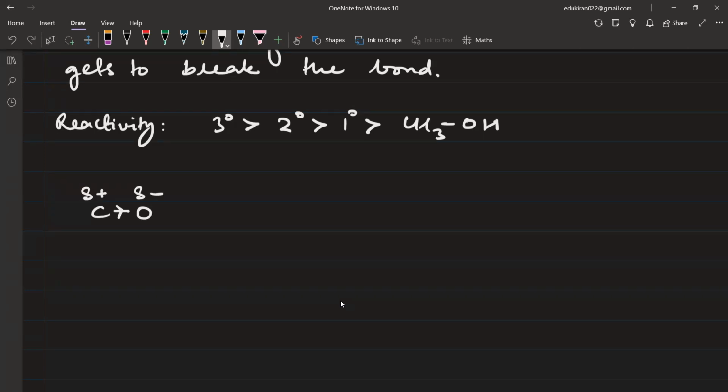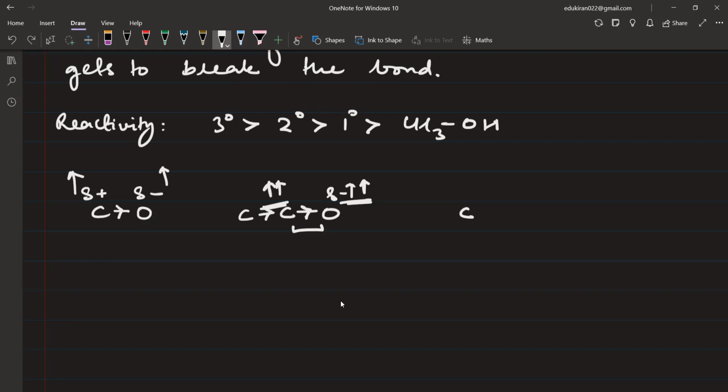Now, higher the delta negative, higher is also the delta positive. If you have a carbon atom connected to one more carbon atom and an oxygen, this alkyl group is going to give the electron, and this carbon atom also is going to give the electron. So this will have an even higher delta negative, and this delta positive will also be higher. That means this bond becomes more polar.